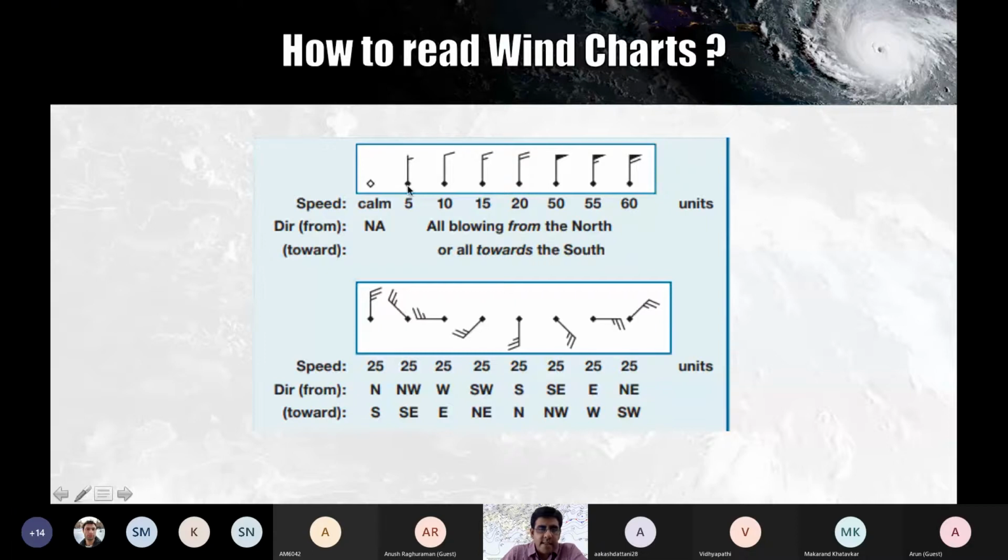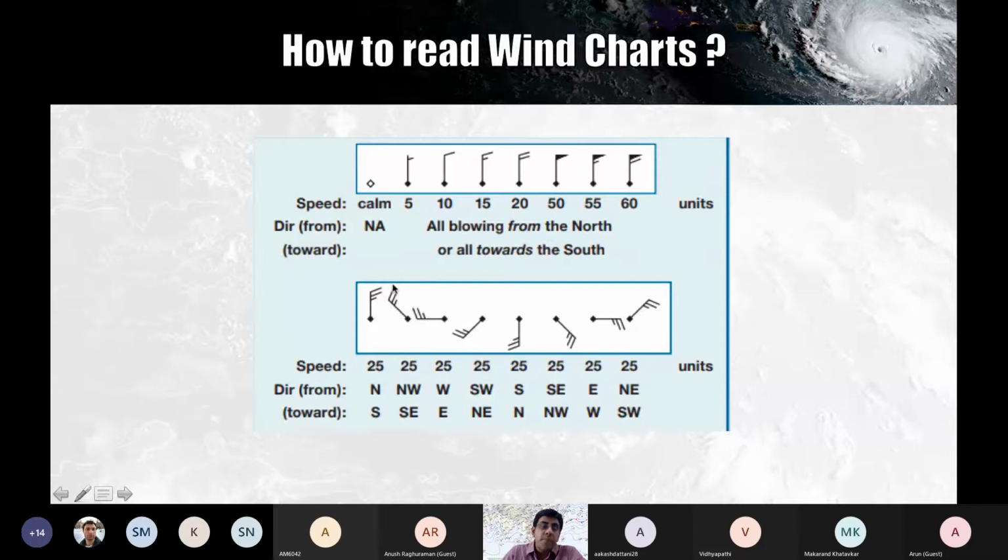There are these lines and there is this circle at the front. What this basically means is this is wind coming from north to south. Wherever this circle is, that denotes the direction to which it is blowing. Each of these lines is 5 knots. So this is wind blowing at 15 knots. This is also wind blowing from northwest to southeast at a speed of 15 knots. This is west to east, so this is a westerly wind blowing at 15 knots. This is how you tell the speed and the direction of the wind.